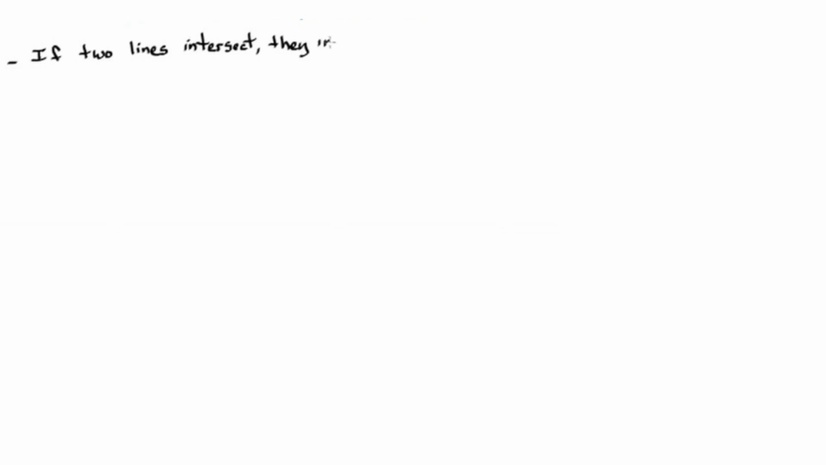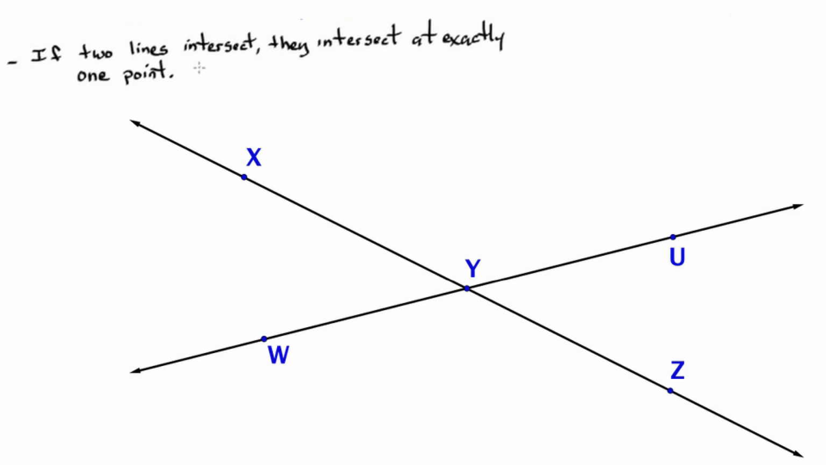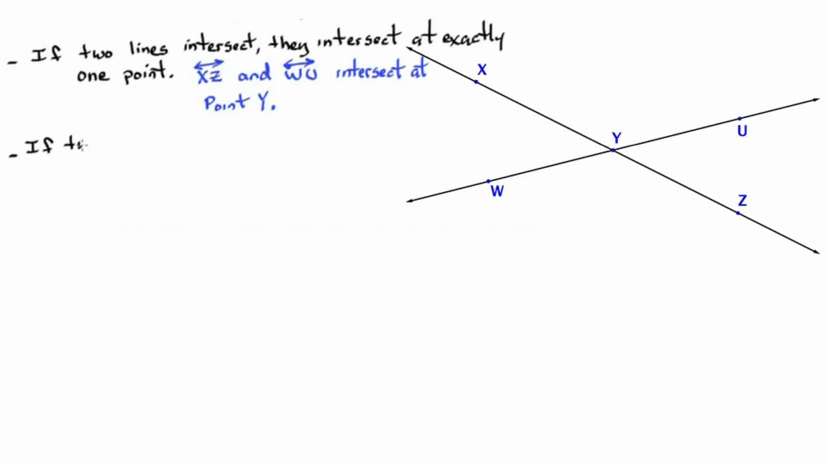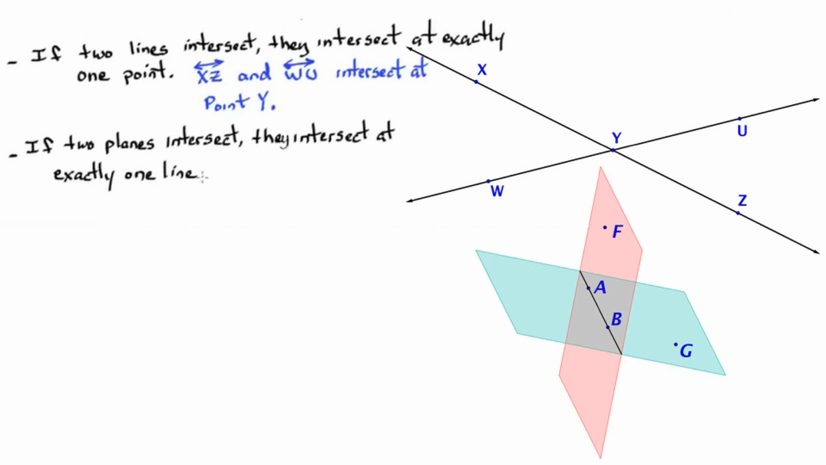If 2 lines intersect, they intersect at exactly one point. We've seen that in algebra. Line XZ and line WU intersect at point Y. If 2 planes intersect, they intersect at exactly one line. Plane ABF and plane ABG intersect at line AB.